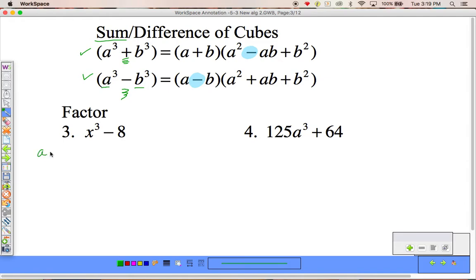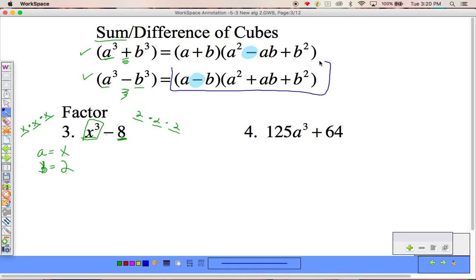All right, so I'm going to look at this. I'm going to pick an a value and a b value. I need to decide for my x to the third, what times itself 3 times will give me an x to the third. And I'm going to say it's x because x times x times x is x to the third. Now 8. What times itself will give me 8? 2 times 2 times 2 is 8. So that's going to be my b value. So my x is my a value. 2 is going to be my b value. Because 2 cubed is 8, x cubed is x to the third, separated by a minus sign.